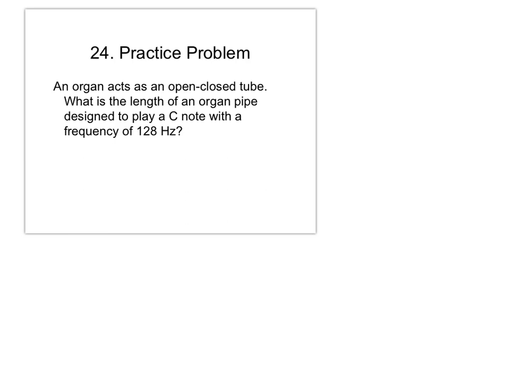We have an organ here that acts as an open-closed tube, which means it's going to be the over 4 equation. We want to know what is the length of an organ pipe designed to play a C note with a frequency of 128 hertz. So there's two really important things that we need to keep in mind here. The first is this note that we hear is going to be the fundamental frequency. Okay, the note we hear is always the fundamental frequency. We do hear the other harmonics, but that bass note, what we would say the pitches, is always based upon the fundamental frequency.